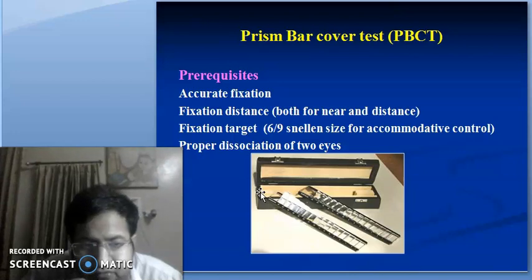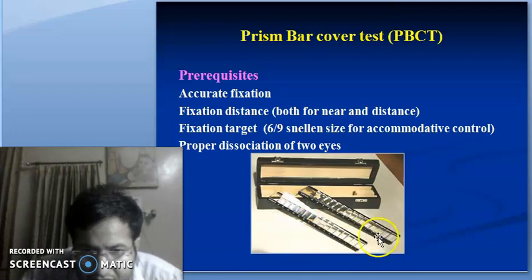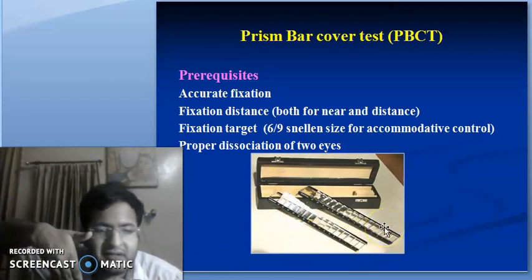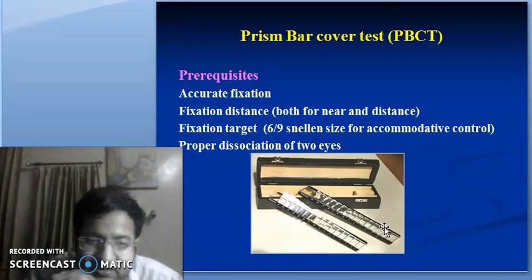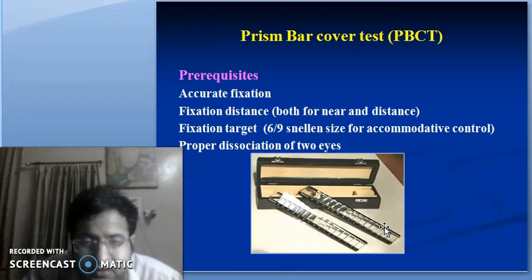What is the Prism Bar cover test? In the Prism Bar cover test, we have the vertical bars and the horizontal bars, which we can easily slide, and we can easily measure deviations up to 45 prism diopters. What are the prerequisites for doing the Prism Bar cover test? There should be accurate fixation in one eye. The fixation distance can be both near and distance. What is the fixation target? For distance, it is 6/9 Snellen size for accommodative control, and for near it is 6/6 N6.